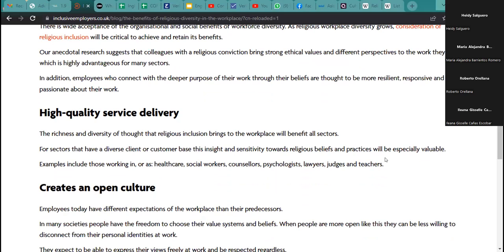Okay, teacher, give me high quality service delivery. Yes, please. The richness and diversity that religious inclusion brings to the workplace will benefit all sectors. For sectors that have a diverse client or customer base, these insights and sensitivity towards religious belief and practice will be especially valuable. Examples include those working in or as healthcare, social workers, counselors, psychologists, lawyers, judges and teachers. What did you get from this?